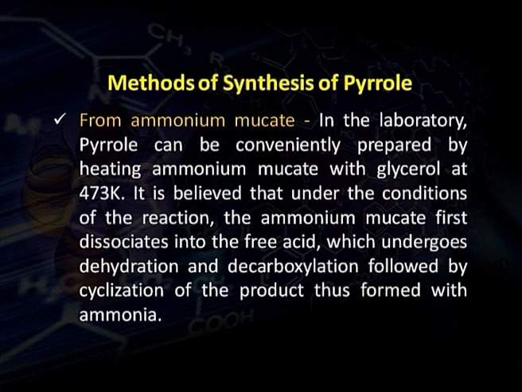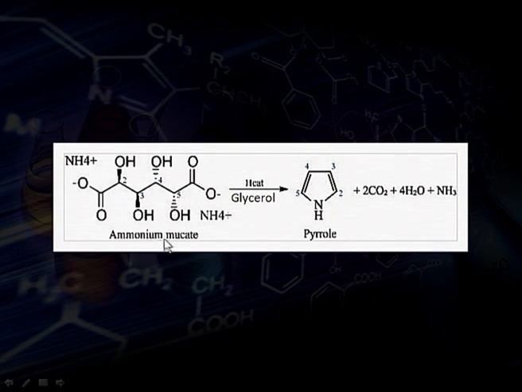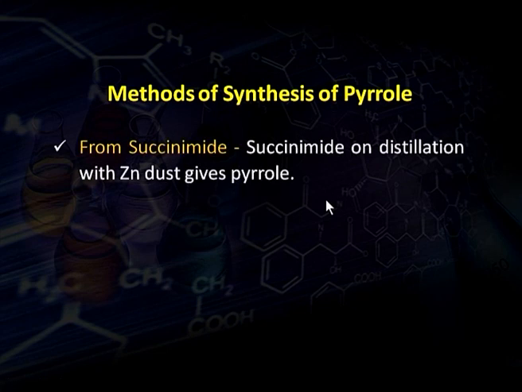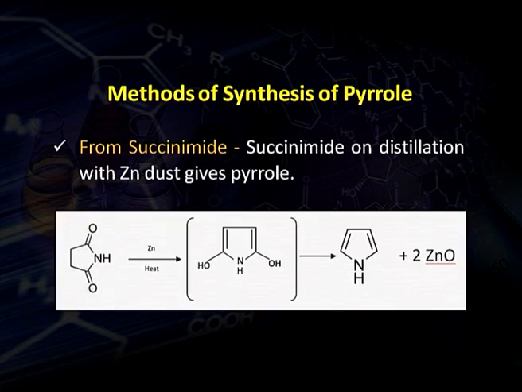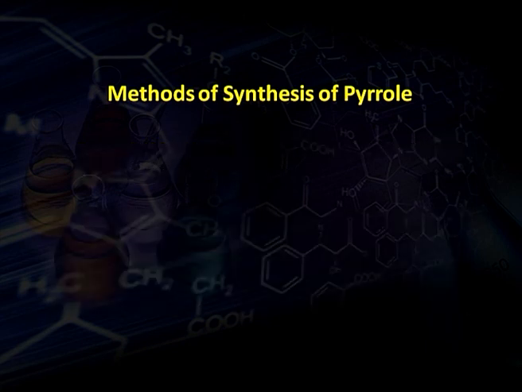undergoes dehydration and decarboxylation, and then it reacts with ammonia because ammonia is liberated here. It has dissociated into the free acid, that is why ammonia has been liberated. So, it then reacts with ammonia to give pyrrole. Pyrrole can also be synthesized from succinimide. When succinimide is distilled with zinc dust, it gives pyrrole.